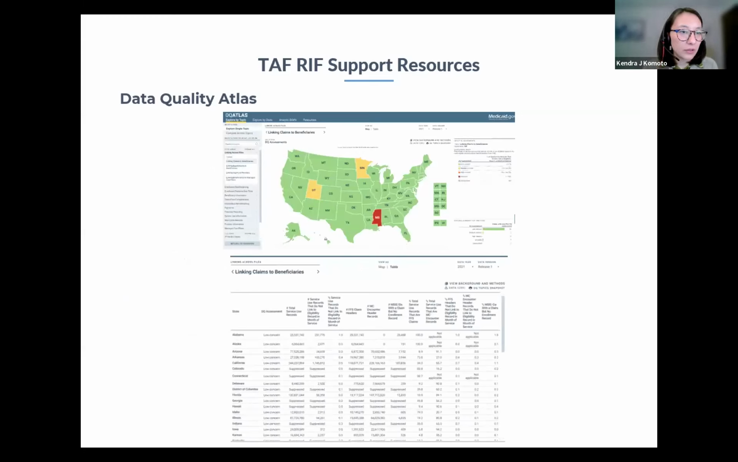I'm just looking at one example. I pulled the first topic, linking claims to beneficiaries for 2021 release 1. If you look at the background or methodology for this document, it explains that it looks at the proportion of service use records in TAF and how many of those link to eligibility records using the MSIS ID. And if you pull up that background document, there's a little bit of a narrative. There's a description that covers possible causes.